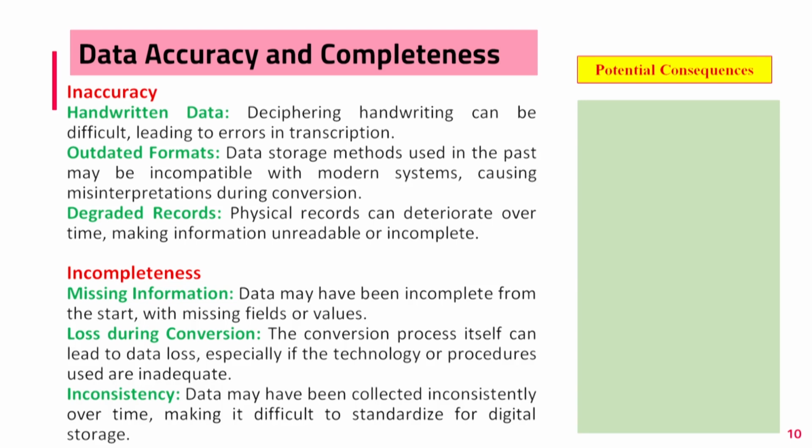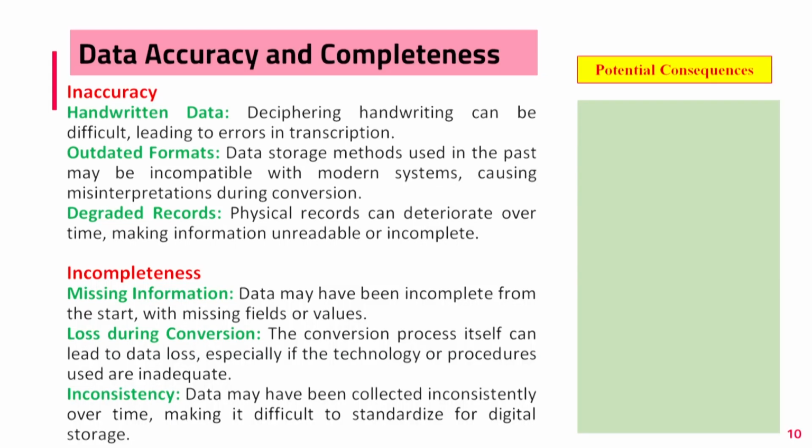And when we talk about loss during conversion, whenever you are scanning or making such a conversion, the data may be lost. Why? Because the technology you are using may be inadequate to support the information available in that. And also inconsistency: data may have been collected inconsistently over time, making it difficult to standardize for digital storage. So these are the major areas when we talk about data consistency or data completeness, such as inaccuracy as well as the incompleteness of data.